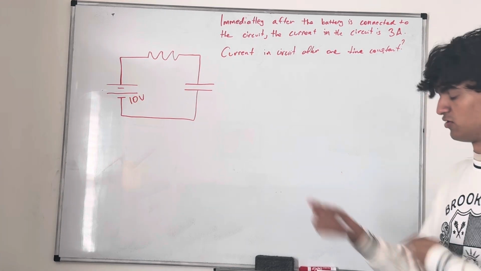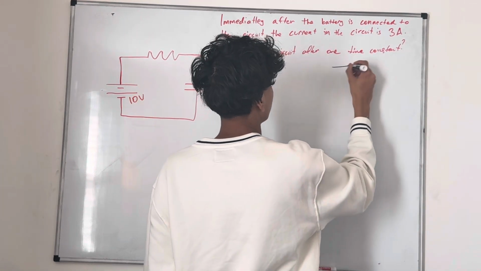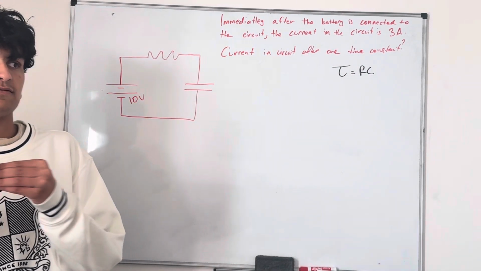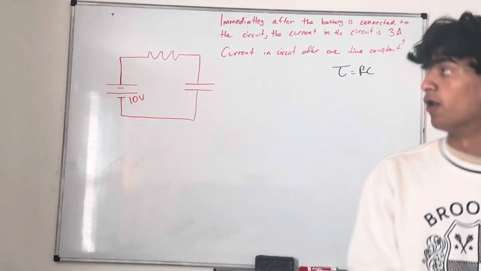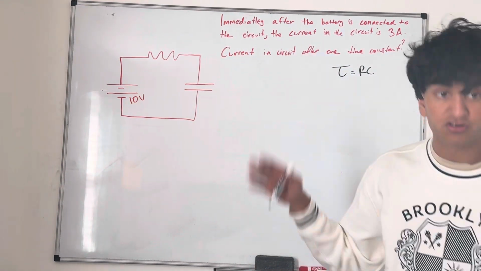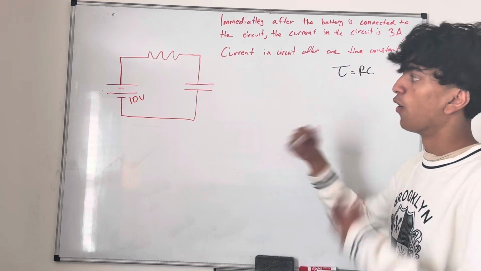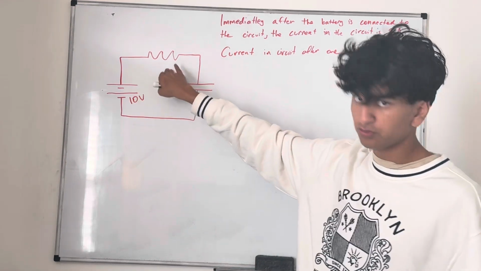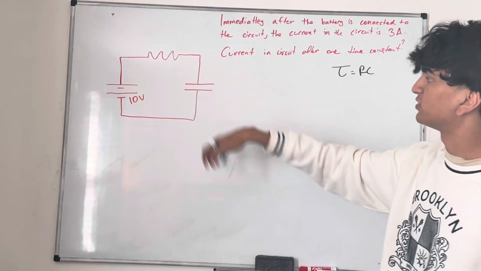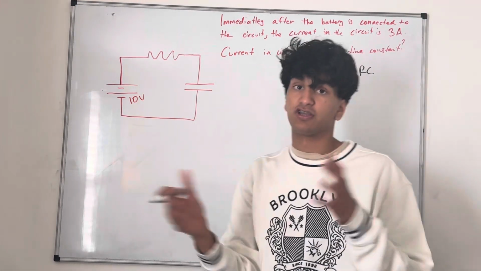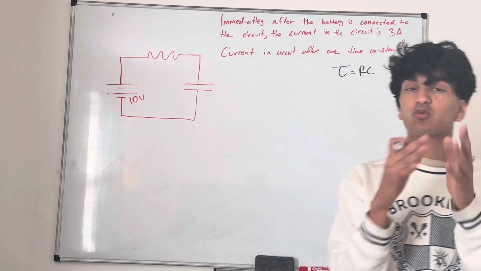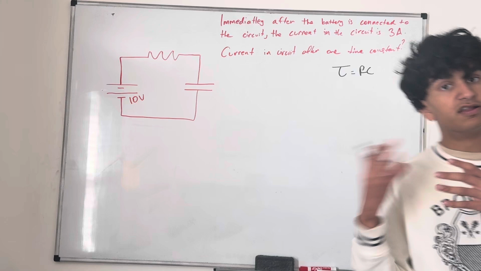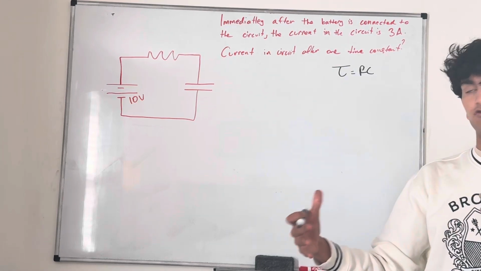The time constant is the time it takes for your capacitor to be 63% charged. This capacitor, over time, is going to get fully charged. It's going to have 10 volts because no more current is going to go through it, and it'll have the most amount of charge. After one time constant of being connected, it's going to have 63% of that final charge.